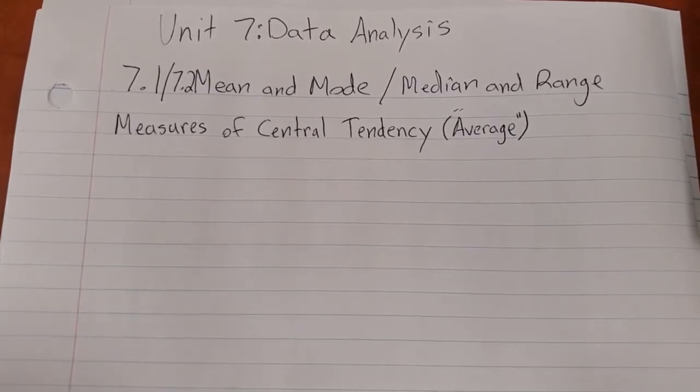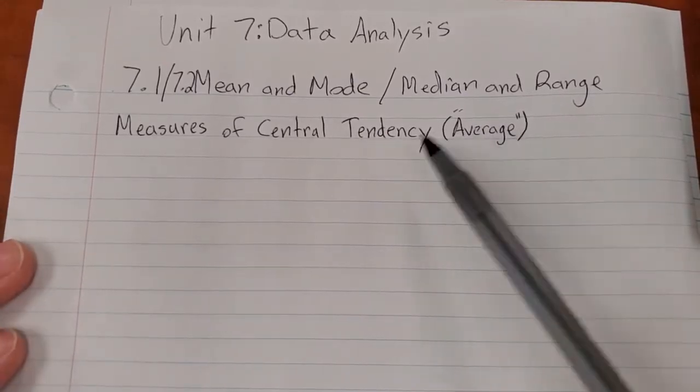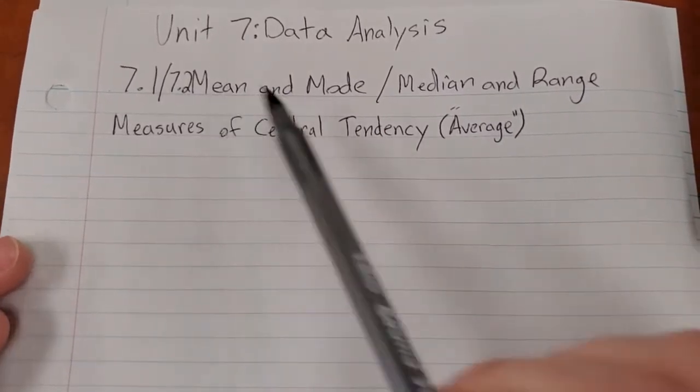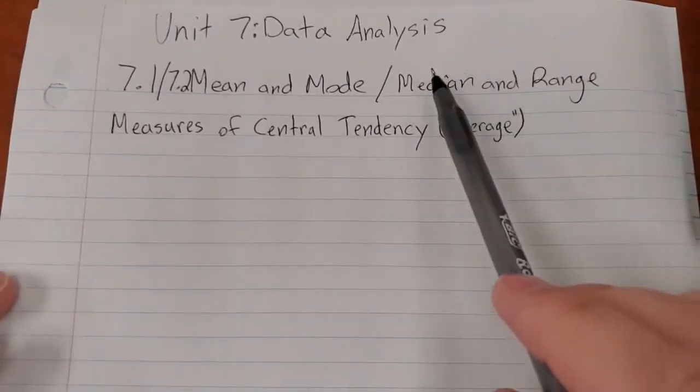I'm going to insert one of my favorite jokes. Calling someone average is just plain mean, because mean is a type of average. Mode is as well, and median.